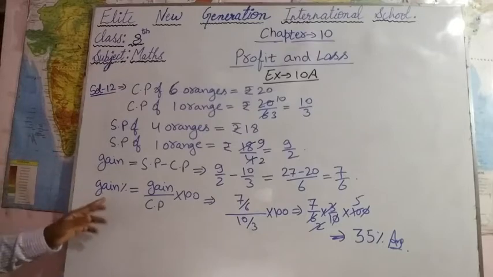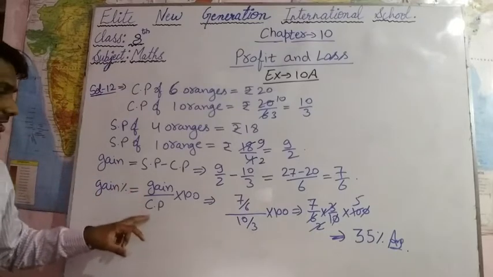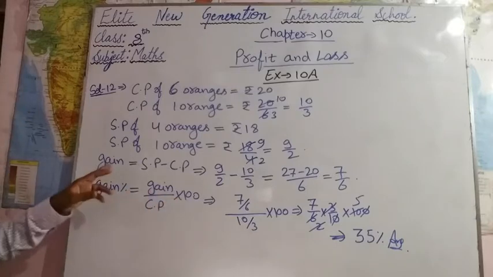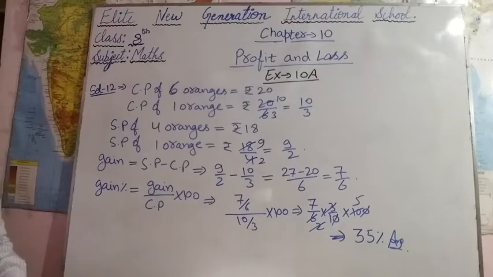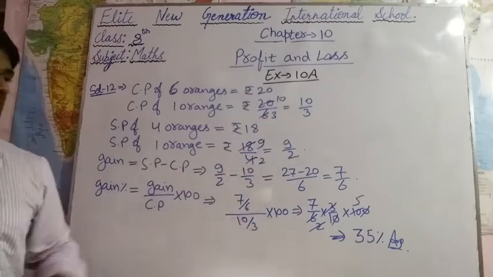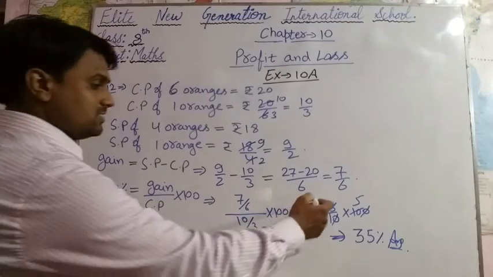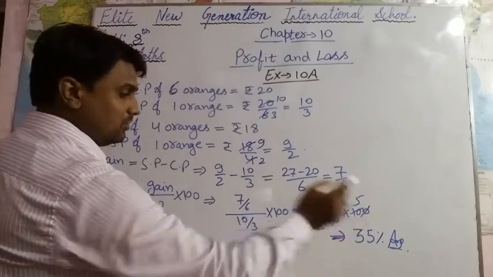Now after this we can find the gain percent. So the formula for gain percent will be gain upon CP into 100. Now here gain is 7 upon 6, and upon CP. CP we have given 10 upon 3. So it is 10 upon 3 and into 100. Now here 7 upon 6, 10 upon 3 will be reciprocal. So 3 upon 10 and into 100.